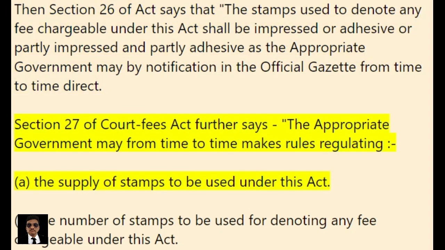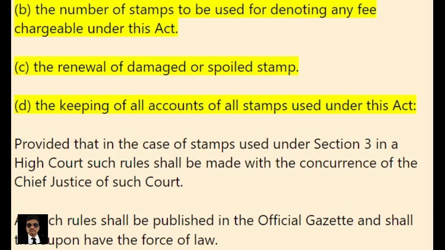Section 27 of Court Fees Act further says the appropriate government may from time to time make rules regulating A. The supply of stamps to be used under this Act. B. The number of stamps to be used for denoting any fee chargeable under this Act. C. The renewal of damaged or spoiled stamps. D. The keeping of all accounts of all stamps used under this Act. Provided that in the case of stamps used under Section 3 in a High Court, such rules shall be made with the concurrence of the Chief Justice of such court.